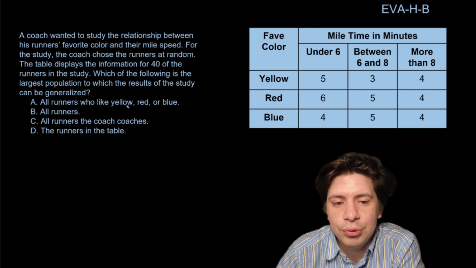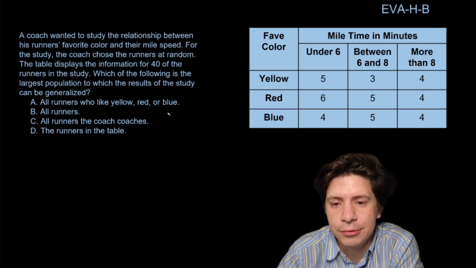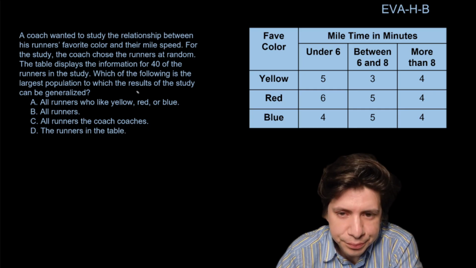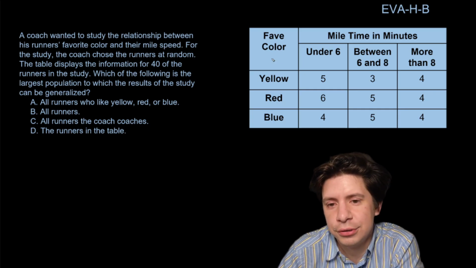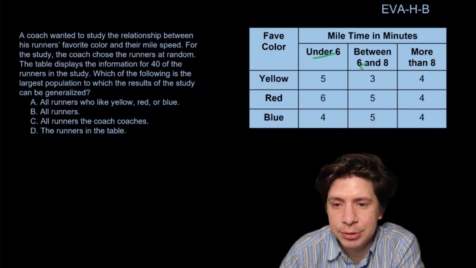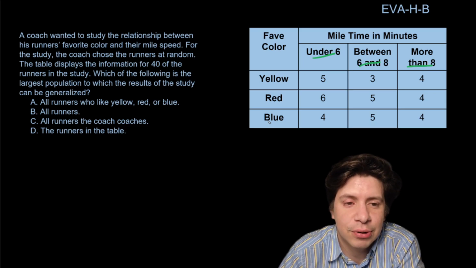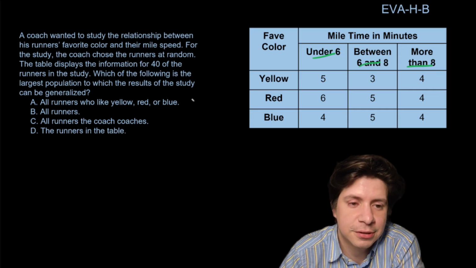A, all runners who like yellow, red, or blue. B, all runners. C, all runners the coach coaches. And D, the runners in the table. So again, there's no limit for the coach in terms of time, right? Because we're under 6, between 6 and 8, and more than 8. And this is just showing us these colors, but it could be all the colors. We're not told he's only studying these colors.